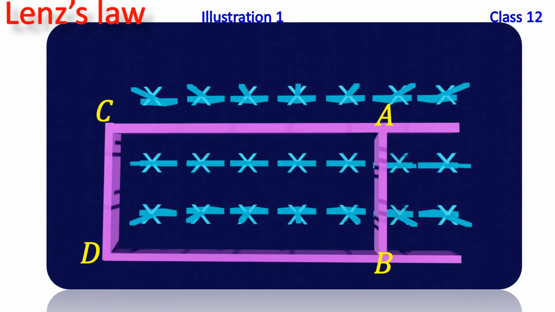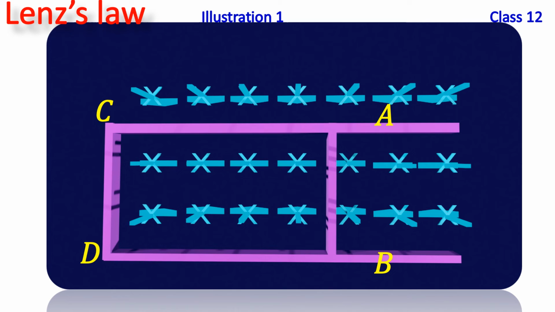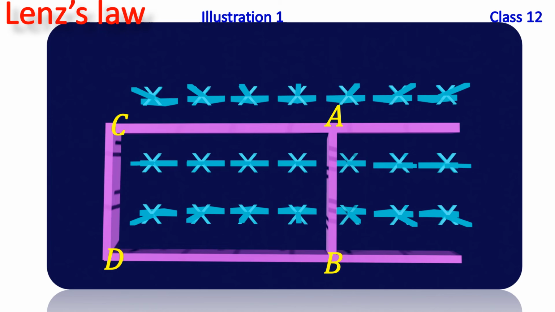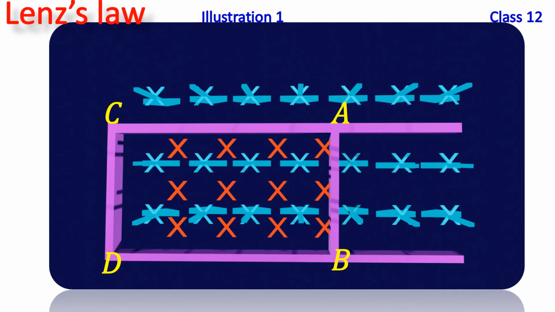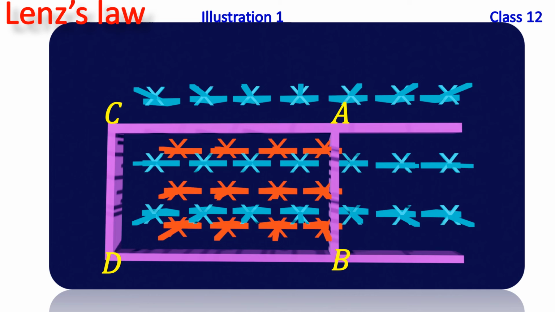Now AB slide is moving towards the left side. So the magnetic field lines are decreased. So magnetic flux is reduced. This reduction of magnetic flux will induce magnetic field lines in the same direction to counter the decreased magnetic field lines. It is represented by red color crosses. So, the direction of induced magnetic field lines and already existing magnetic field lines are the same.